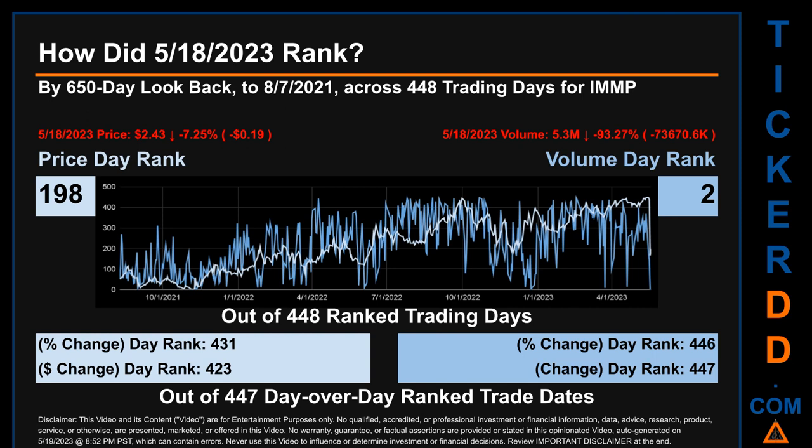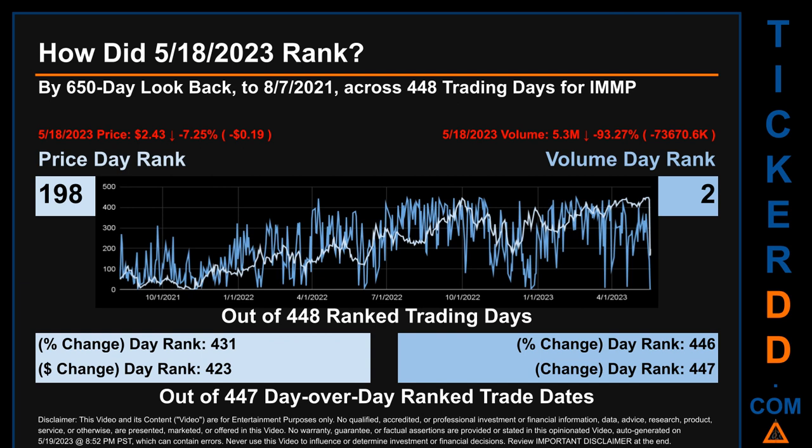How did May 18, 2023 rank for IMMP? By 650 calendar day look back to the 7th of August 2021, across 448 trading days, May 18, 2023 price ranked 198 while its volume ranked 2. Each of the 448 trading days were ranked amongst themselves by highest end-of-day price and volume, with a rank of 1 being the highest and 448 being the lowest ranked day.